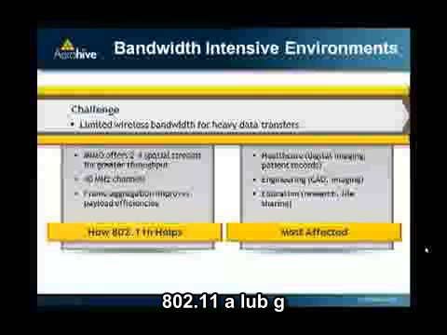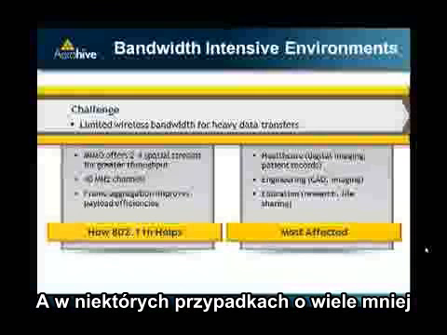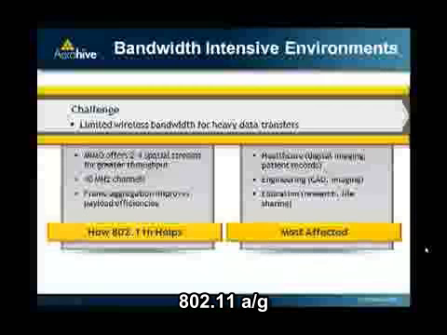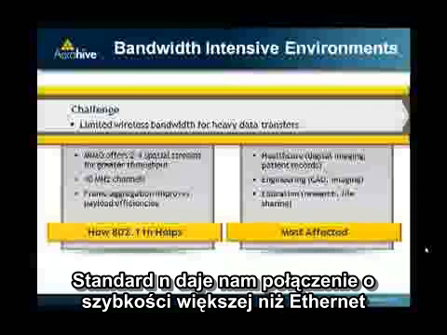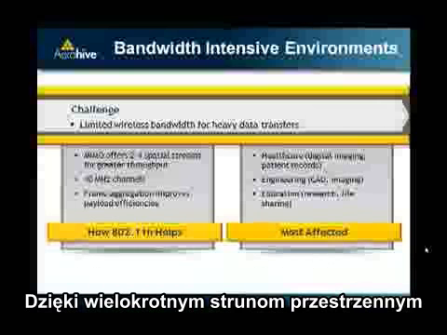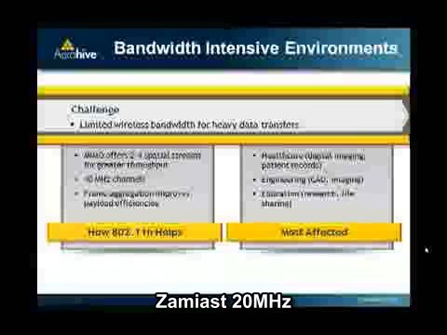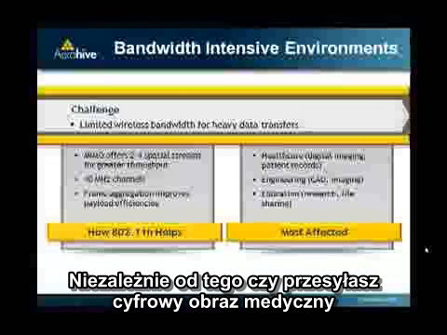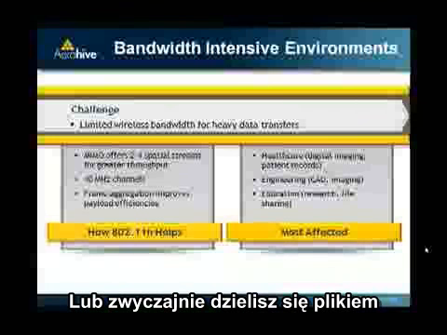802.11a and g systems gave us no more than 26 megabits per second, and in some cases much less. When moving from fast Ethernet or gigabit Ethernet to 802.11a/g, the ability to move very large files across the network suddenly vanished. 802.11n gives us speeds higher than fast Ethernet by using multiple spatial streams, that is, multiple simultaneous transmissions, 40 megahertz channel widths instead of 20 megahertz channel widths, and frame aggregation with block acknowledgement, just to name a few. Whether you're moving digital medical images, uploading CAD files, or just doing basic file sharing, 802.11n is a breath of fresh air.